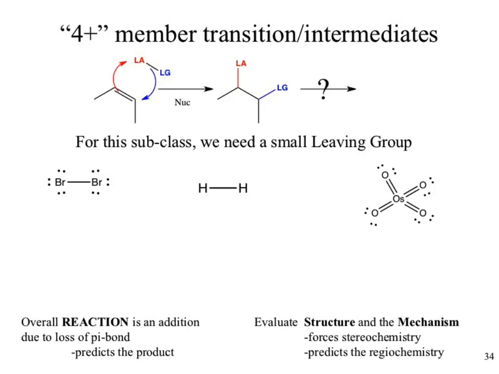Okay? So for this subclass, our rule is that we need a really small leaving group. Okay? And why do we need a small leaving group? Well, the leaving group is now so small or unstable that it immediately reacts. Okay? So it's a very fast reaction. The reason why that becomes important is that then when we look at our product, the Lewis acid or our electrophile and the nucleophile attach on the same side of the double bond.